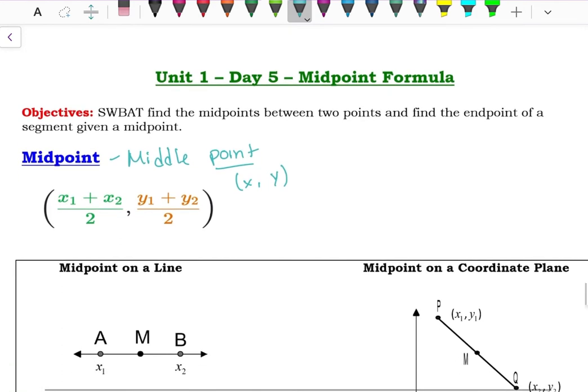So here's our midpoint formula. We've got x1 plus x2 over 2, comma, y1 plus y2 over 2. Now, I want you to also notice, if you know anything about averages, that this is the average between the points.